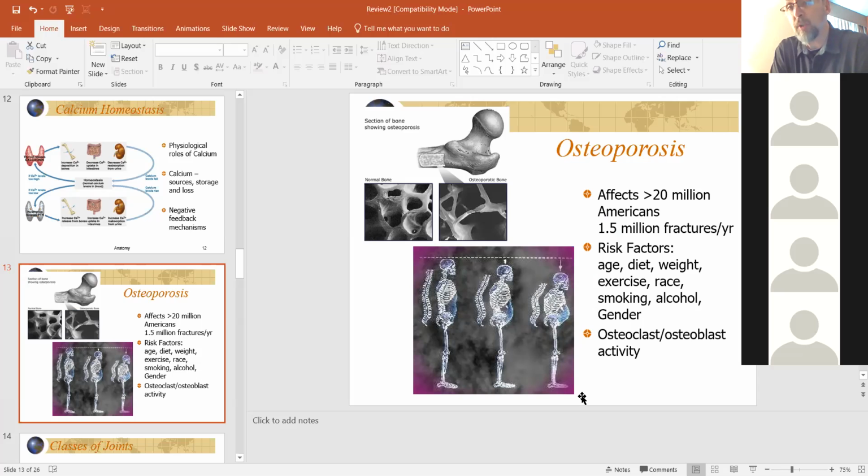And that's because osteoblasts become less active as we age. Our growth hormone levels decrease. That affects osteoblasts. Our sex hormones decrease. And for women, they have an abrupt decrease in sex hormones at menopause. And so then it's a bigger issue for them.